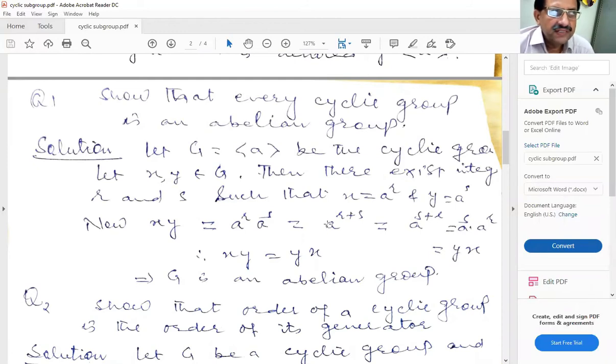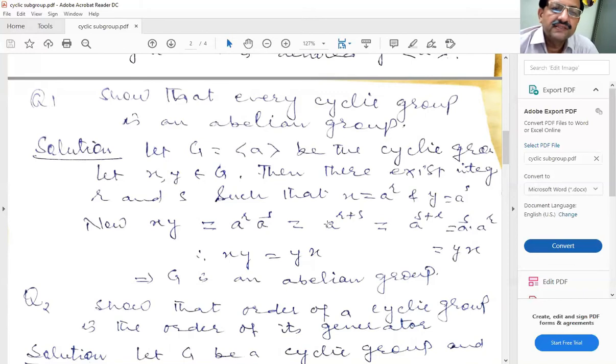Commutative property means for two elements, say x and y in G, if we can prove xy is equal to yx, then the group is abelian. So our question is, show that every cyclic group is an abelian group. Solution: let G be a cyclic group generated by a. That means a is the generator of the group G.